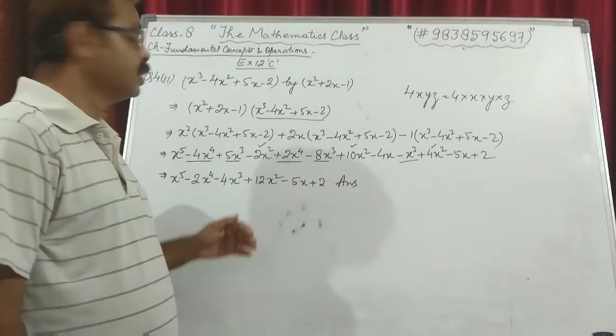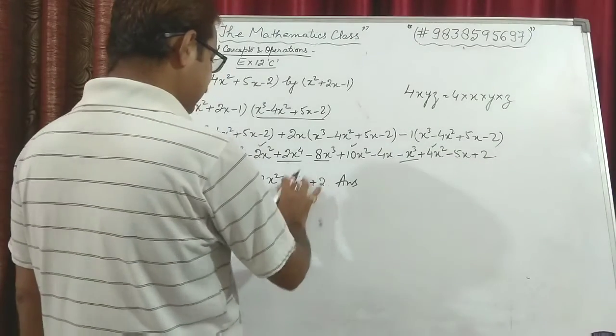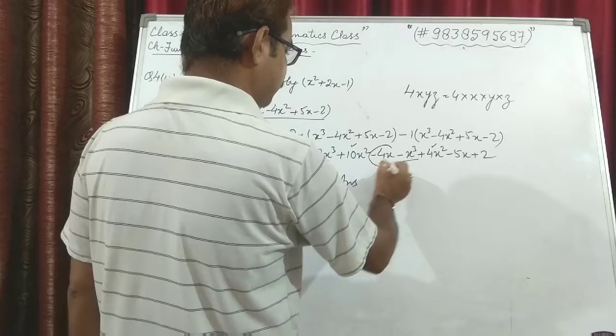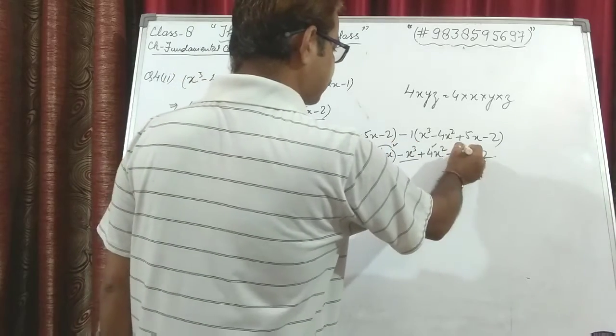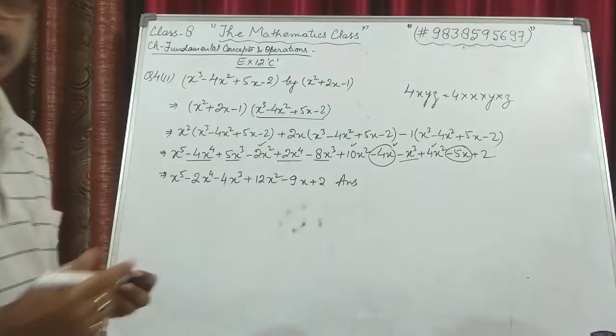Now we move on to the fourth part of the question. In this it will come as minus 9x. Why? Because this minus 4x we missed. So this is minus 4x and minus 5x, total makes minus 9x and then plus 2. Now we move on to the other.